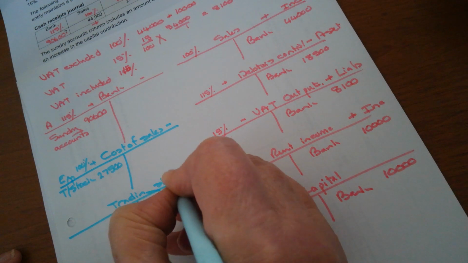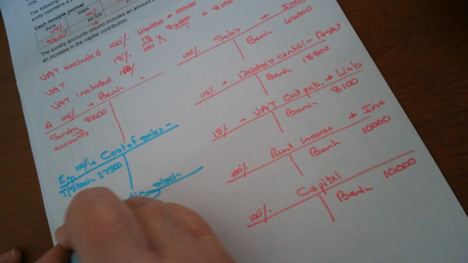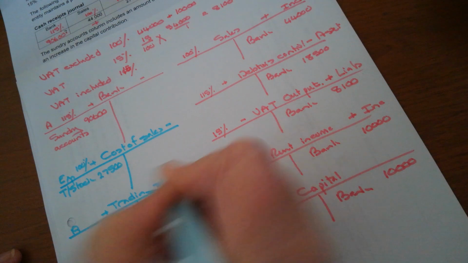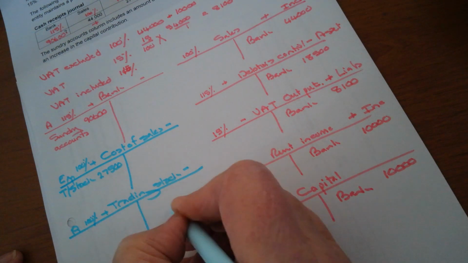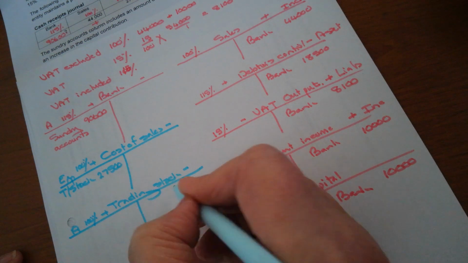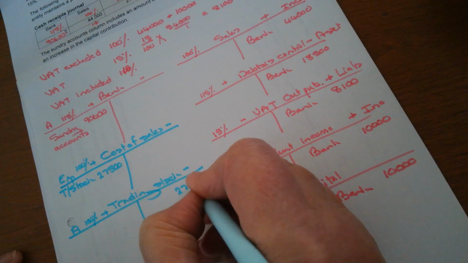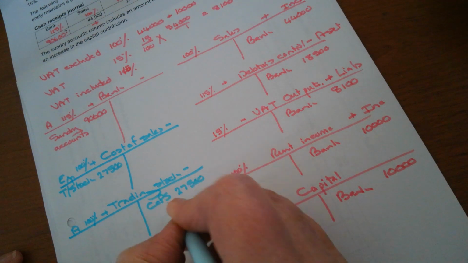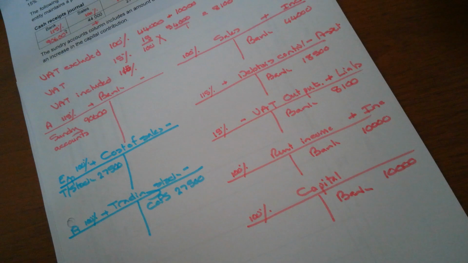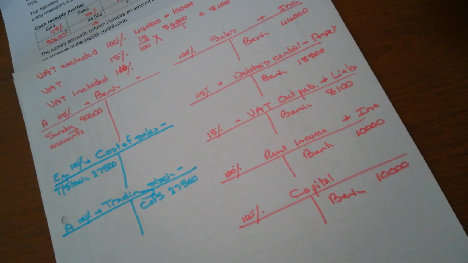So trading stock is an asset that increases on the debit side. It is a 100% account. We sold goods, so we have less stock available. So trading stock must be credited. And we write the cost of sales to indicate that the double entry is in the cost of sales account. Okay, these are the entries that we have to do for the cash receipts journal.